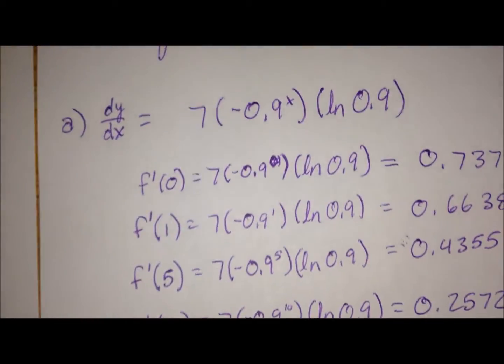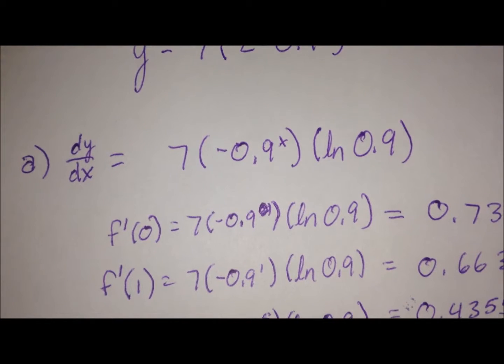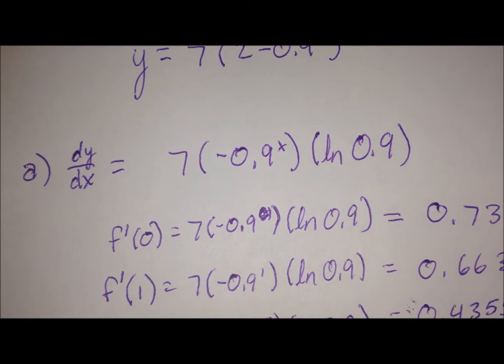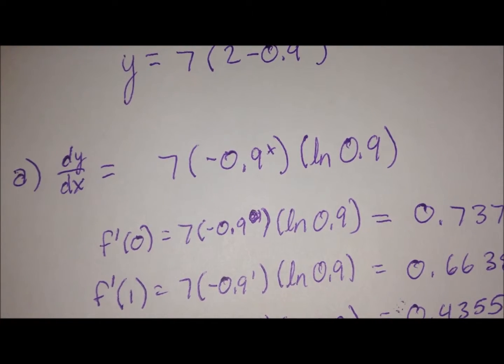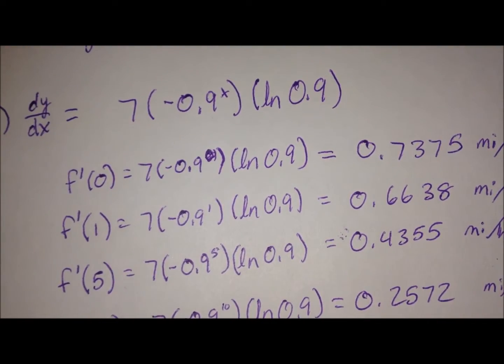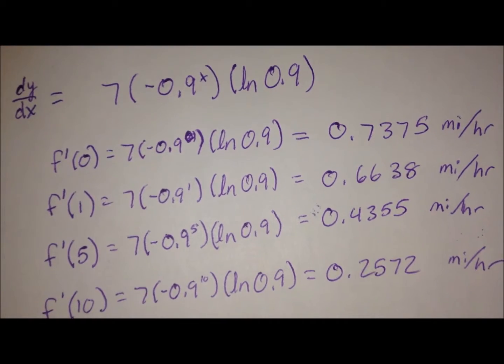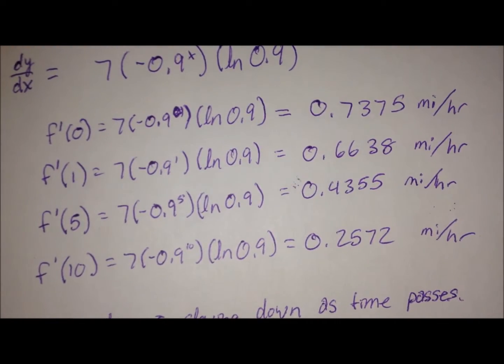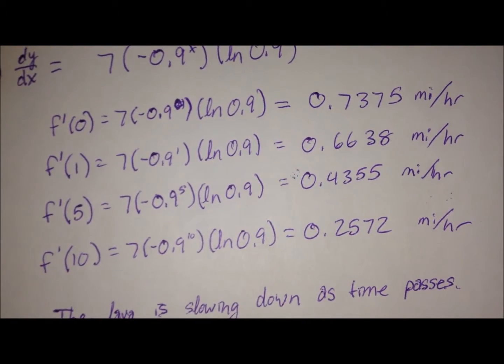When you take the derivative of the original problem, you get 7 times negative 0.9 to the x power times the natural log of 0.9. By plugging in the x values from this question, we get decreasing velocities as time passes. This means that the lava is slowing down as time passes.